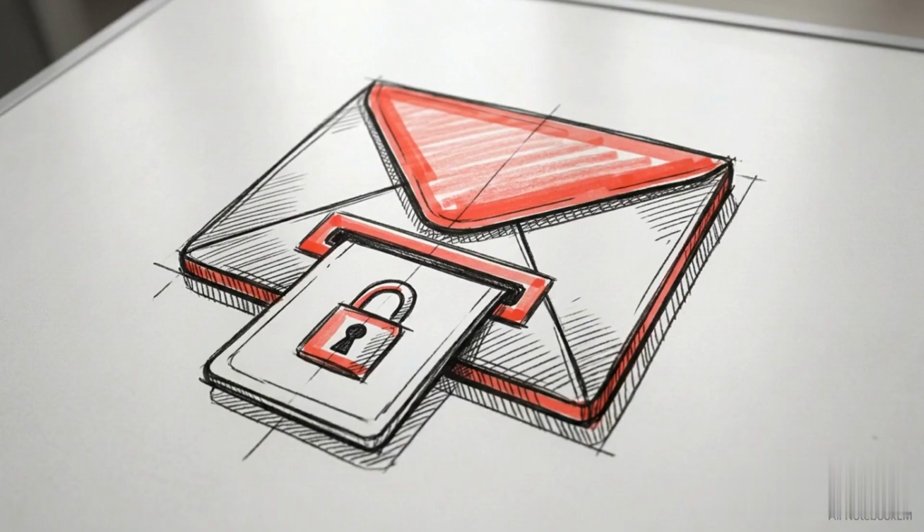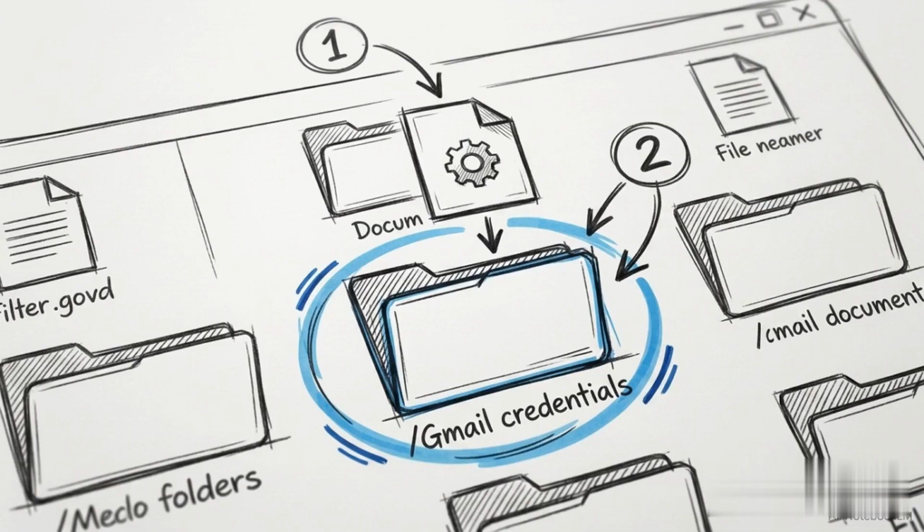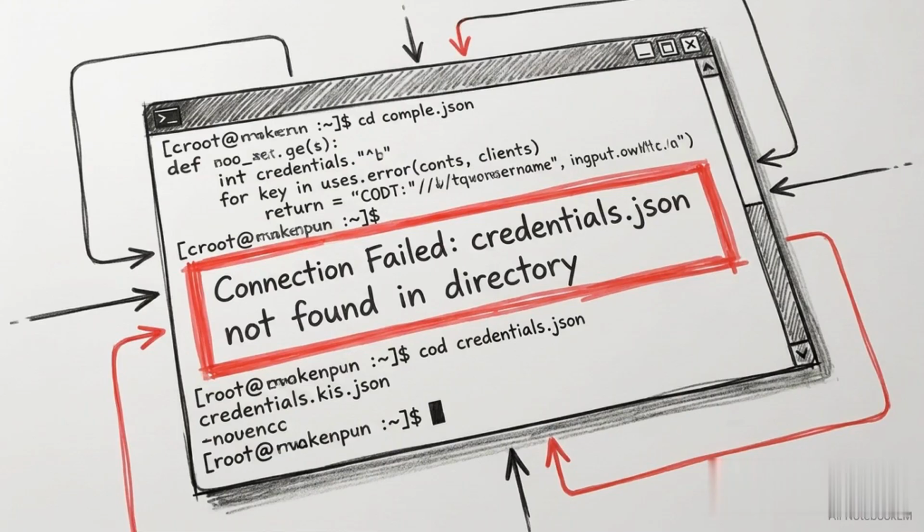You will need to generate a Google Cloud OAuth JSON credential to link OpenClaw with your Gmail account. Pay close attention to this directory path. You must place your JSON credential files specifically into the /Gmail credentials folder. Misplacing this file is the most common reason the connection fails.